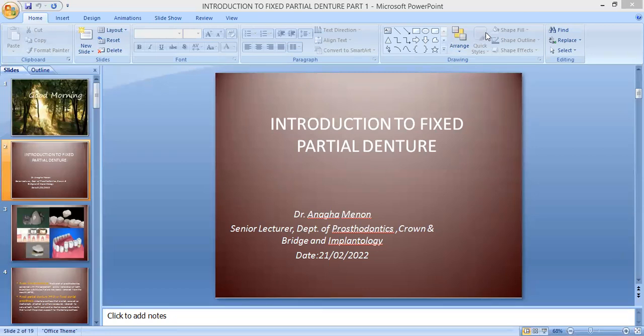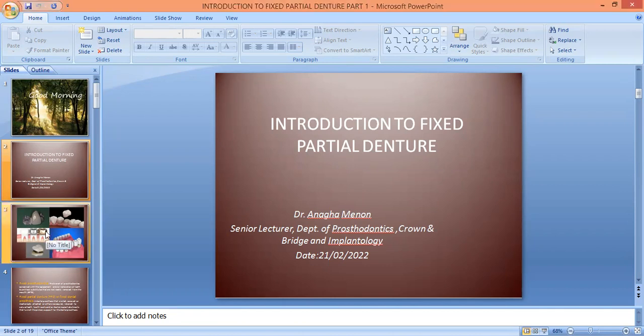These types of techniques are more sensitive, and we need a clinician with good practice to carry out these procedures because this involves the preparation of the tooth, and the final result is a fixed prosthesis. This process is irreversible and can cause considerable damage to the teeth if not properly executed. So let's move to the topic.